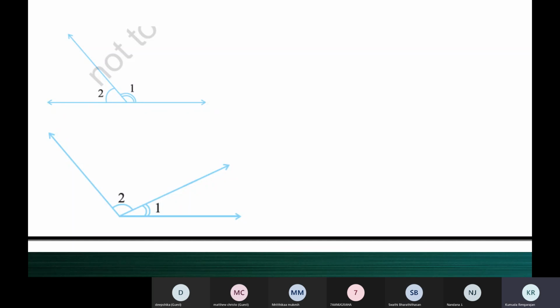So in figure 2, the non-common arms of angle 1 and 2 are not opposite rays. The non-common arms are not opposite rays, and hence angle 1 and 2 are adjacent angles, but they don't form a linear pair.